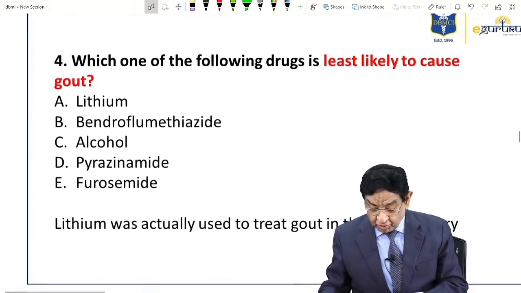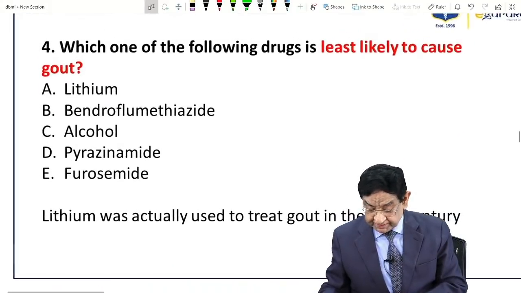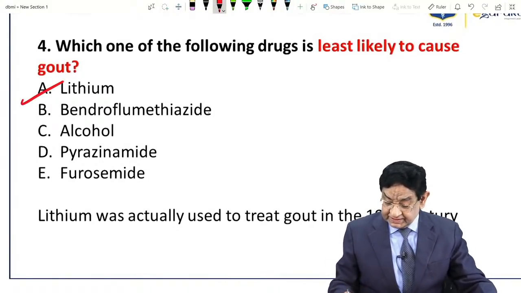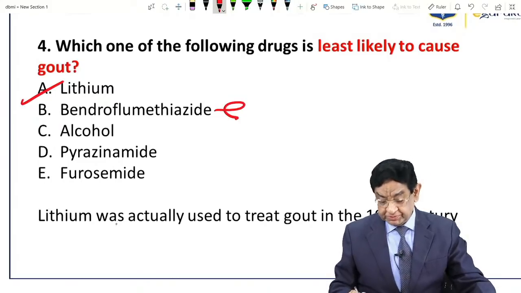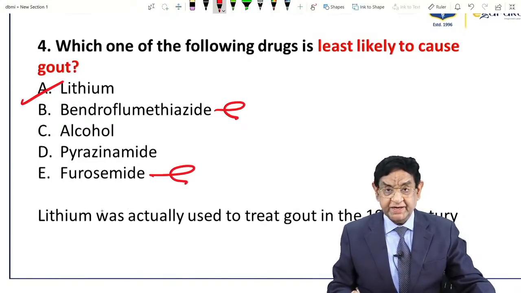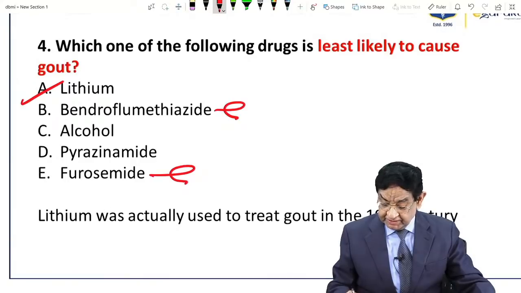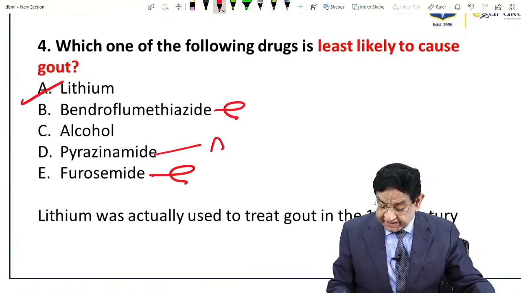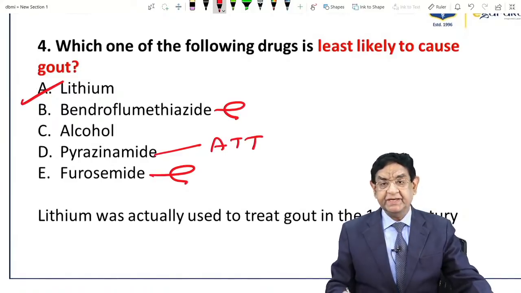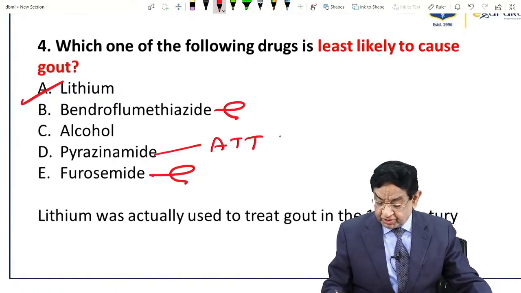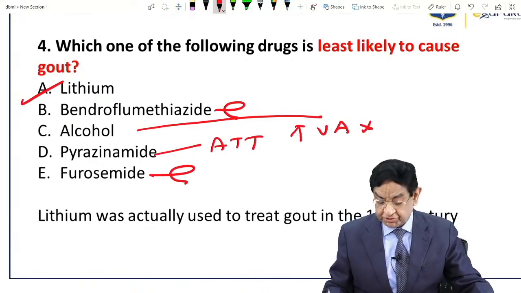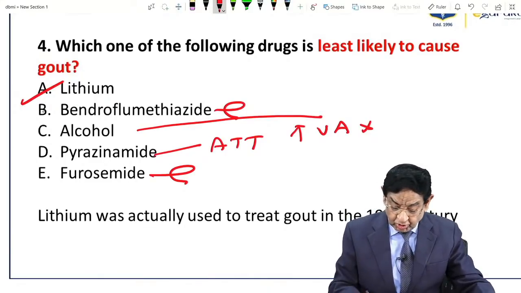Least likely to cause gout with a diuretic, the next question. Well, lithium. This is a diuretic, should not be used. Pyrazinamide is a drug that we use as anti-tubercular treatment, ATT. It is a well-known cause of increased uric acid. Should not be used. Alcohol is a well-known cause of increased uric acid, should not be used. So all are ruled out.